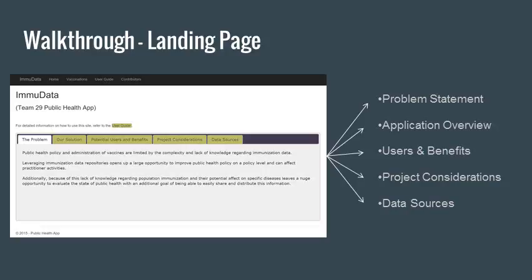We reiterate the problem statement so that the user understands the context of the problems we aim to solve. The overview covers how the application works and solves the problems that we outline. The Users and Benefits section describes the impact of Immudata. Project considerations go into the implementation details and talk about FHIR. And the Data Sources section describes where we got our immunization data. Finally, to navigate from the home page, simply use the navigation at the top of the web page.